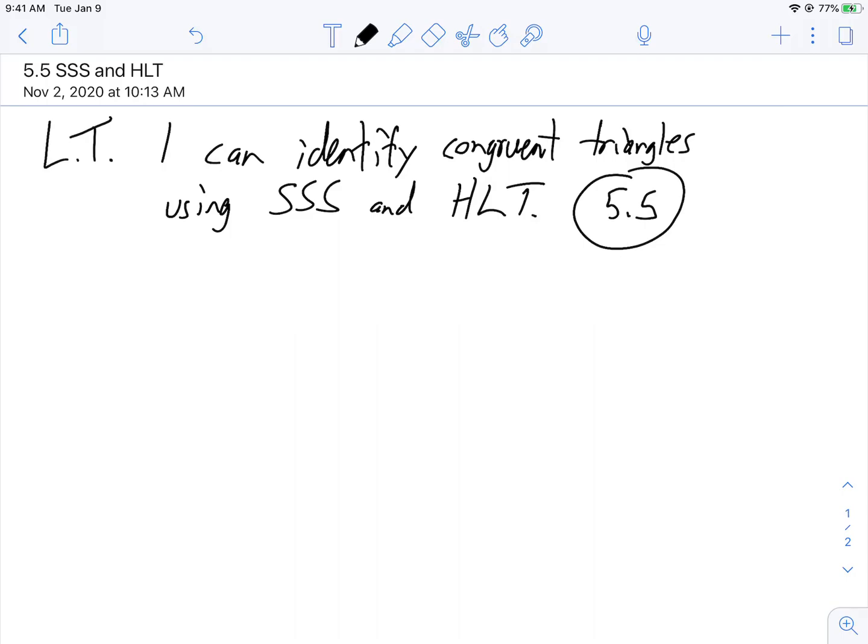All right, so we're in 5.5. This is side, side, side, and hypotenuse-leg theorem. Hypotenuse-leg theorem obviously doesn't follow the side and angle naming convention that we've gone over so far, but it falls into these categories. Let me clear the chat here.